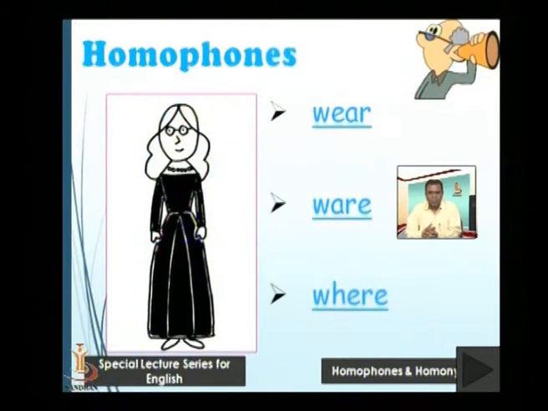When we are asking about the whereabouts of somebody, we use such expressions. Where is mom? Where is my brother? Where is my mobile? Where are my books? Where is the library? Such expressions we use in our daily life.